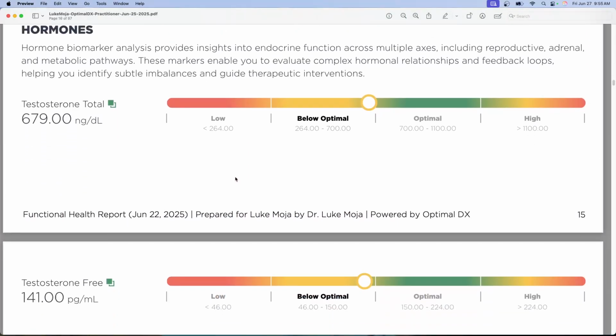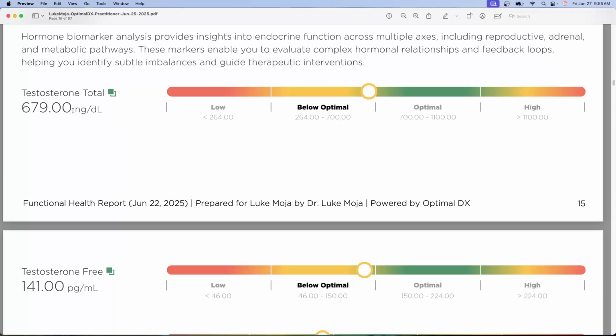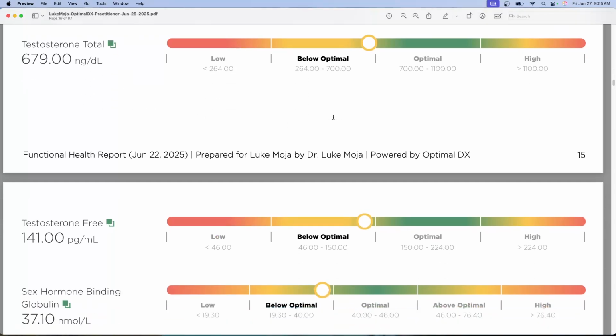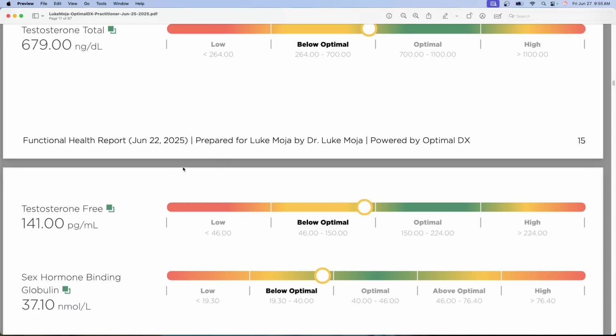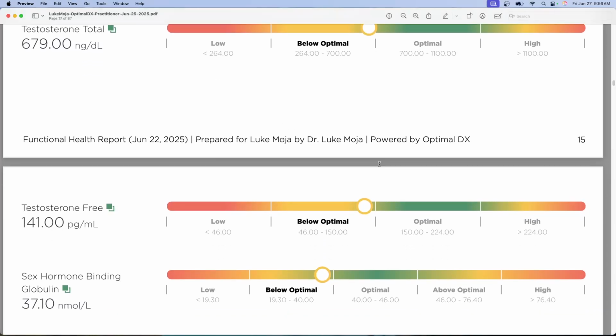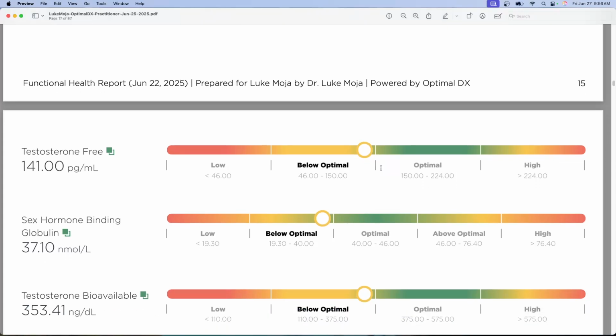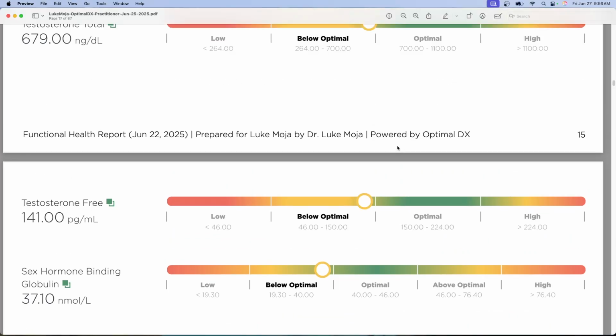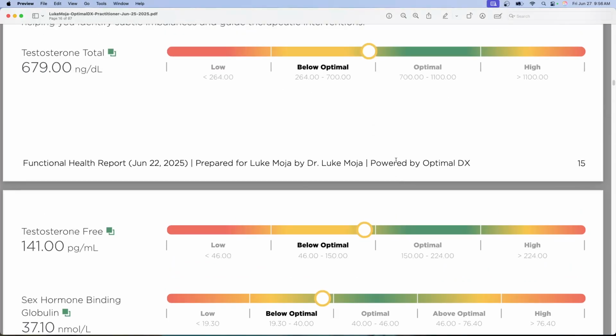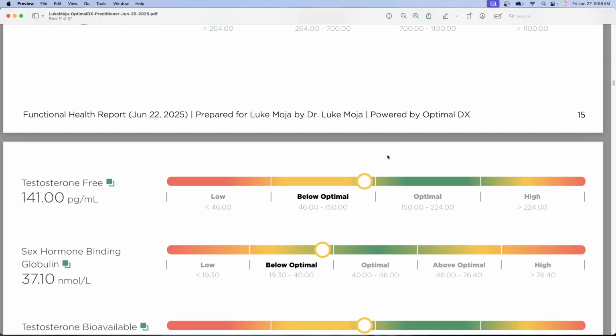Hormones, so we'll talk about testosterone here. Total testosterone is just slightly below the optimal range here. Same thing with free testosterone, they're both slightly below optimal. I'd like to see that up a little bit higher. There could be a few things going on with that. Again, that could have to do with the chronic infection, or a stress thing. Sleep is very important for testosterone as well, and I haven't been sleeping well because of whatever's going on, so that could be affecting it.